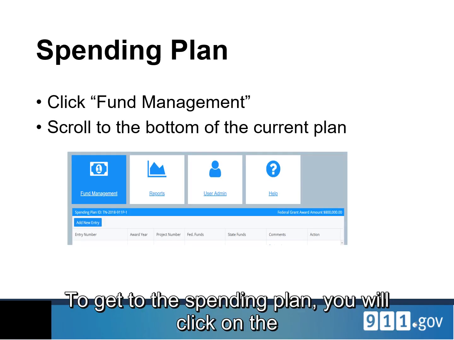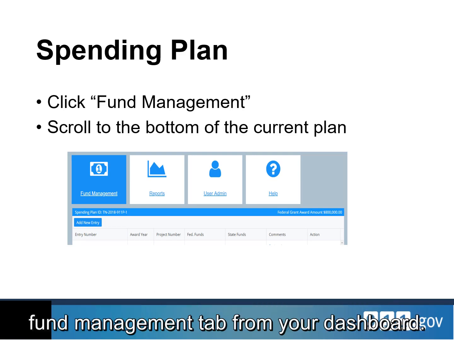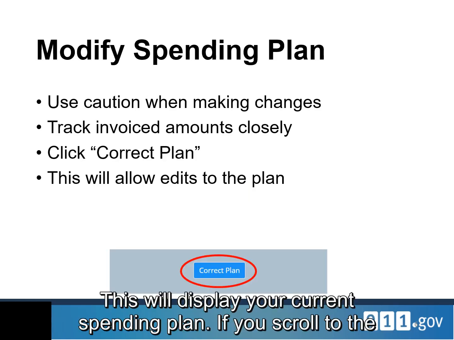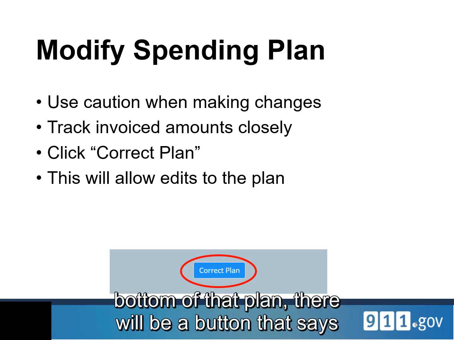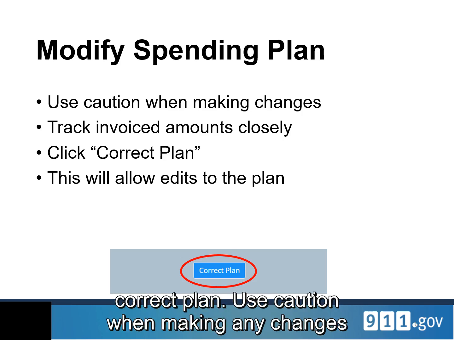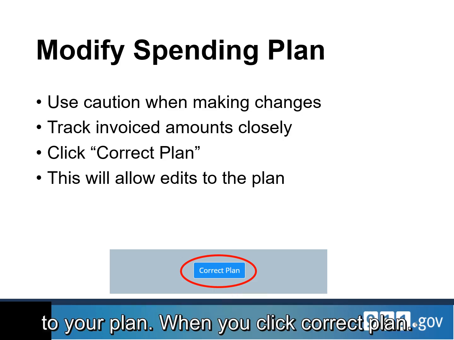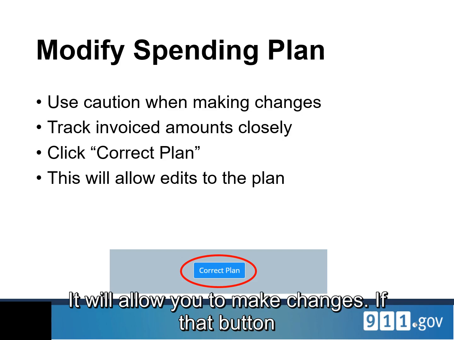To get to the spending plan, you will click on the Fund Management tab from your dashboard. This will display your current spending plan. If you scroll to the bottom of that plan, there will be a button that says Correct Plan. Use caution when making any changes to your plan. When you click Correct Plan, it will allow you to make changes.